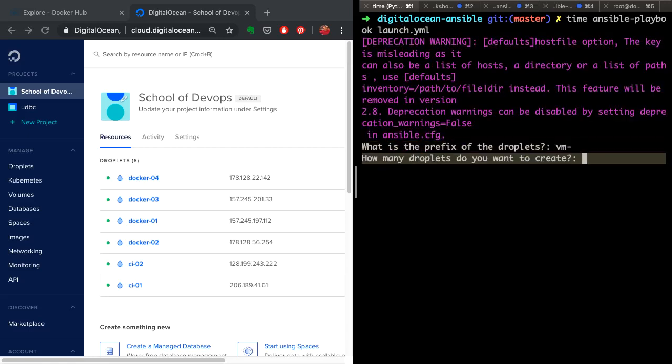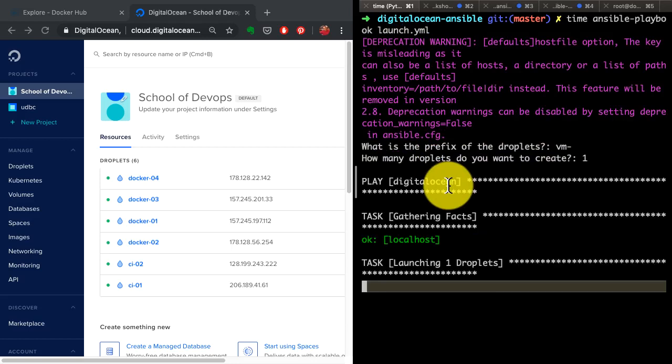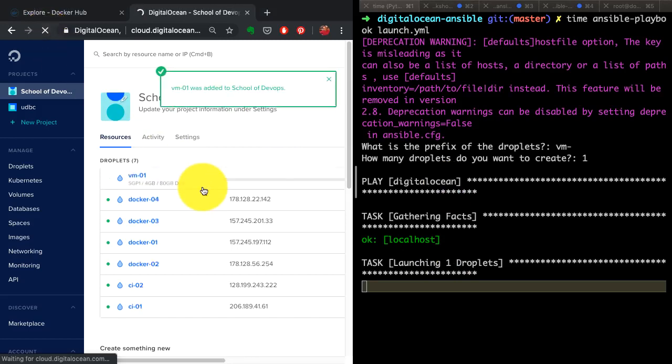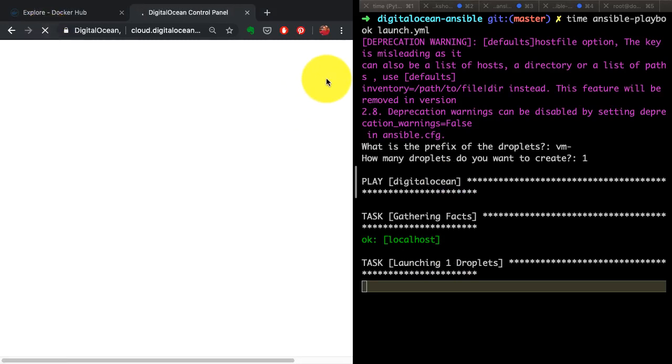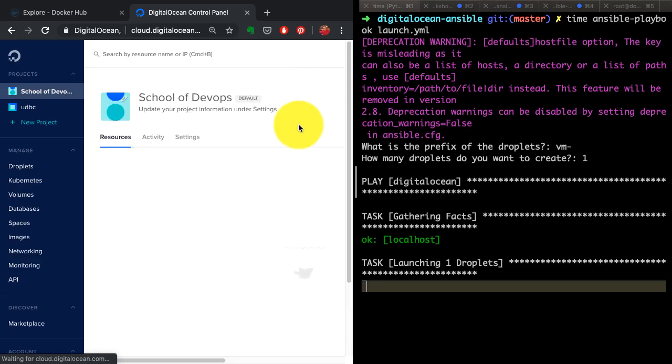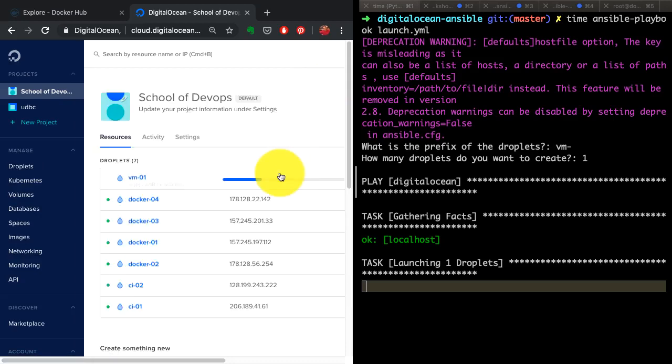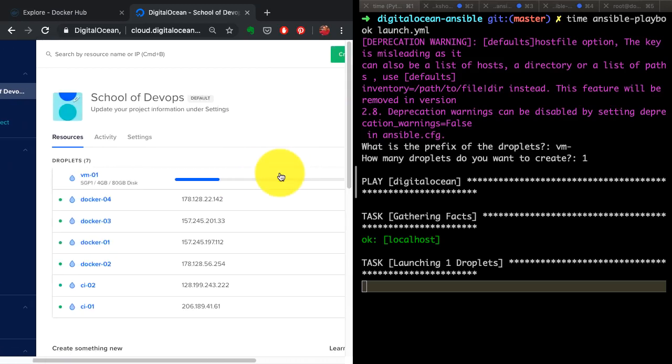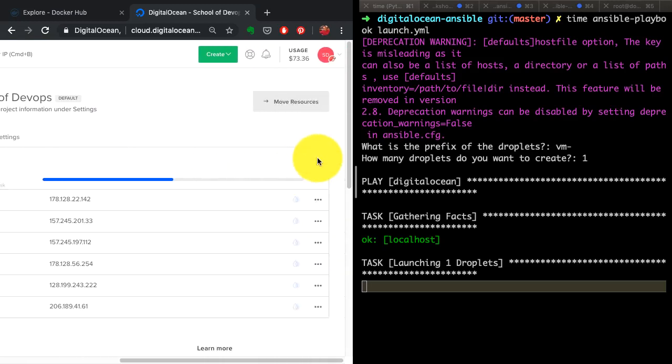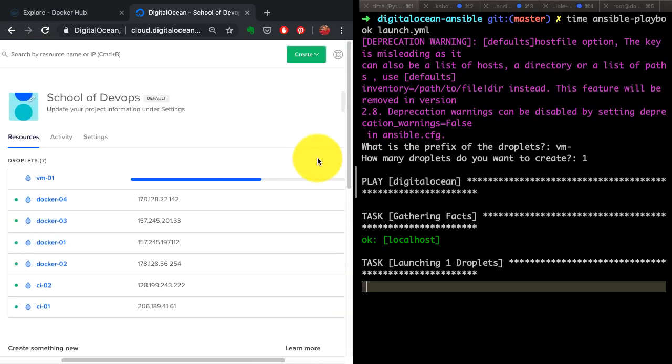And in this case, this Ansible script talks to my cloud platform on the left-hand side, that is DigitalOcean, and it is going to start launching however many VMs that I ask it to start. Here, I'm just asking it to create one VM, and as you see on the left-hand side, the VM is being launched. Now, what I want you to observe is how long it takes for this VM to boot.